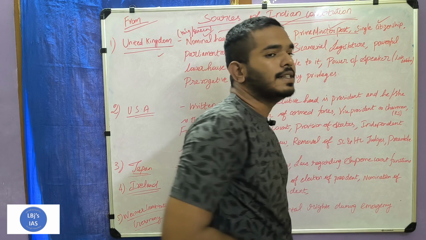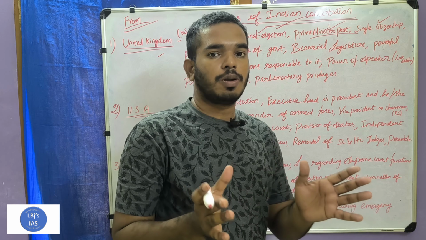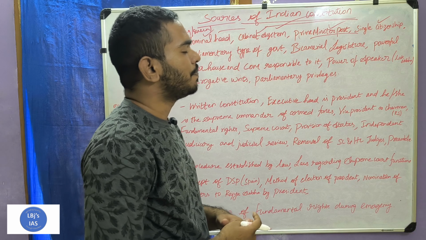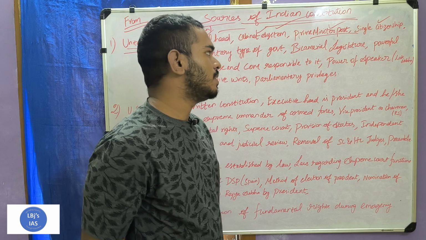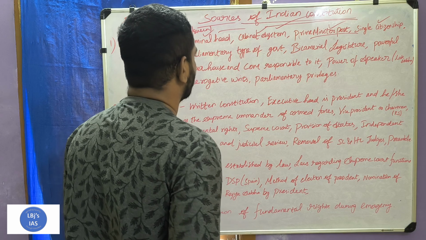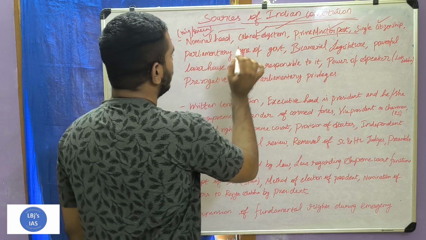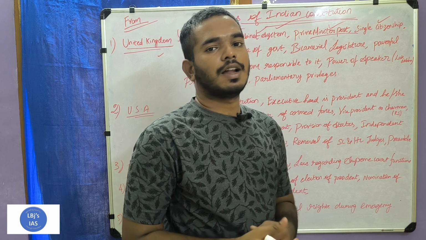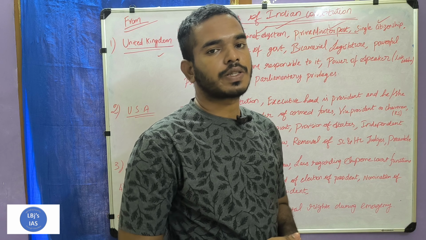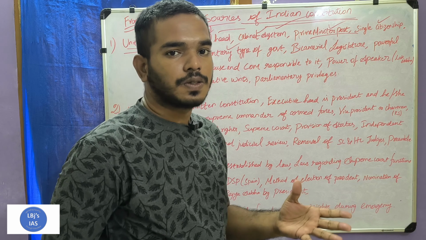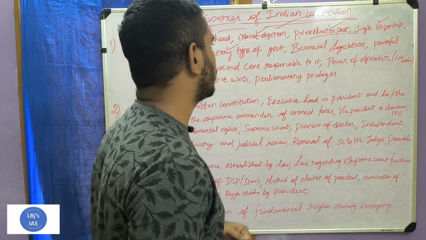Next one is single citizenship. In the UK there is only a single citizenship. There is no separate state citizenship. In India also it is a single citizenship. Then the parliamentary type of government, which means in our country the parliament consists of two houses, Lok Sabha and Rajya Sabha. Likewise, in the UK it consists of an upper house and a lower house.